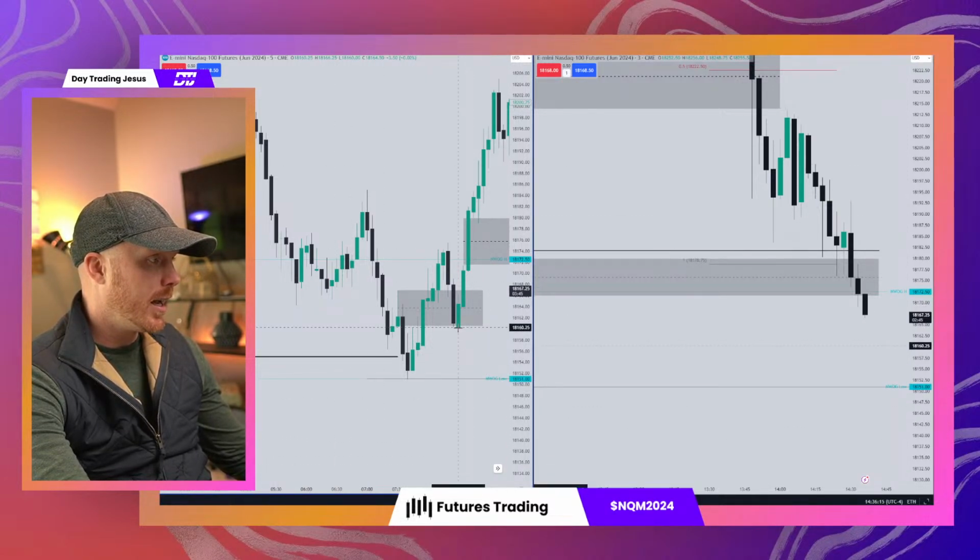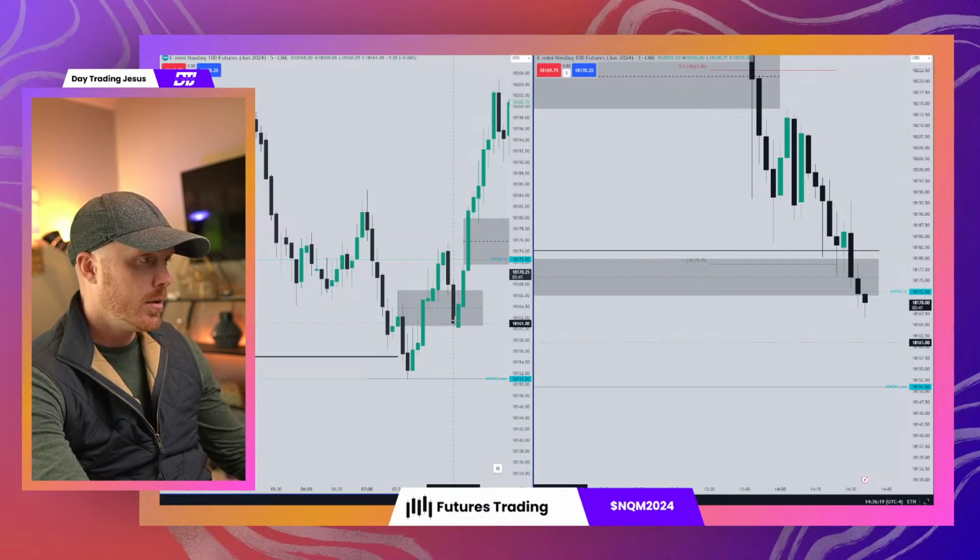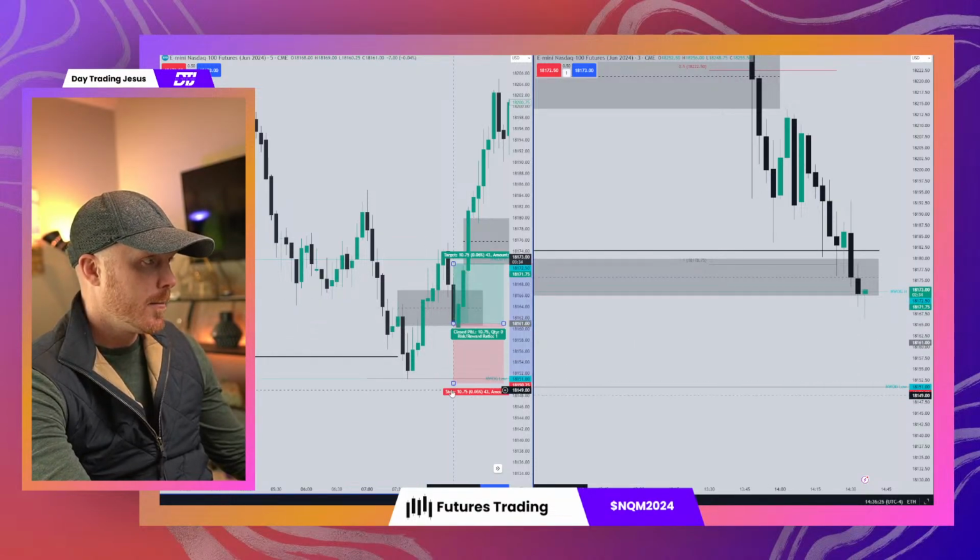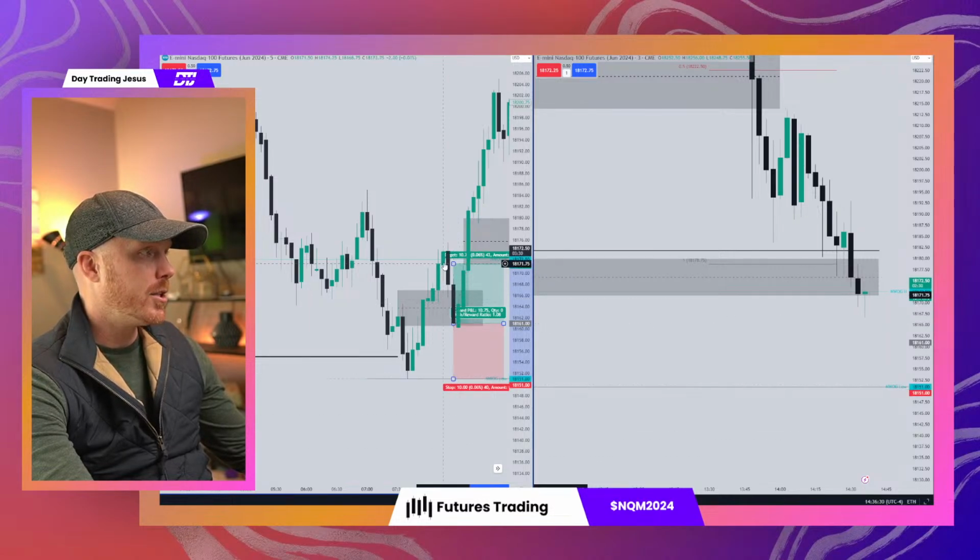And look at the time. It was right at 8:30. This is the news candle. There's usually news at 8:30, so 8:30 is a main point. But look at this. If I did a 10-point stop loss and I targeted the swing high right there, that would have been 24 handles.